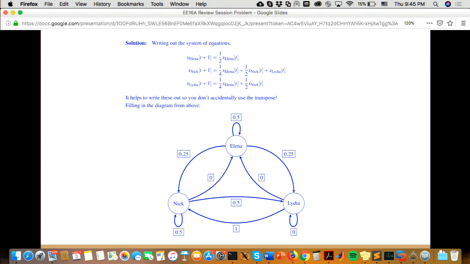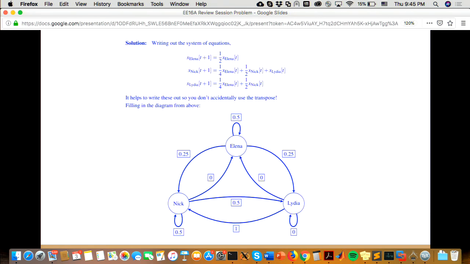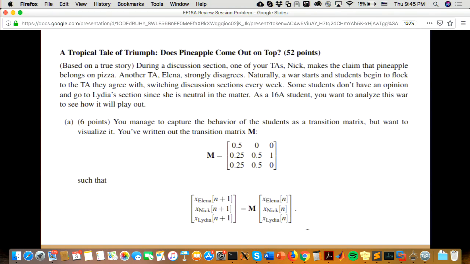Does everyone see how those equations at the top represent the matrix here? And we can just take the top row. For example, the top row says 0.5, 0, 0. What does that mean? It means that for Elena, at the next time step, half of her students are going to come from however many students she had in the current time step. And she gets no other students from the other sections. That's what this matrix here is showing us.